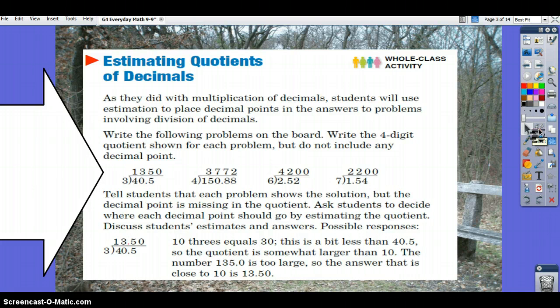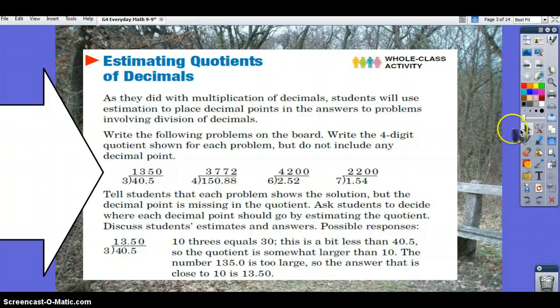As you did with multiplication of decimals, you will use your imagination to place the decimal points in the answers to problems involving divisions of decimals. So look at the problems that are written here. There's a 4-digit quotient shown for each problem, but I'm not including the decimal point in the quotient, which is the answer. For each problem, it shows the solution, but the decimal point is missing in the quotient. You need to decide where each decimal point should go by estimating the quotient.